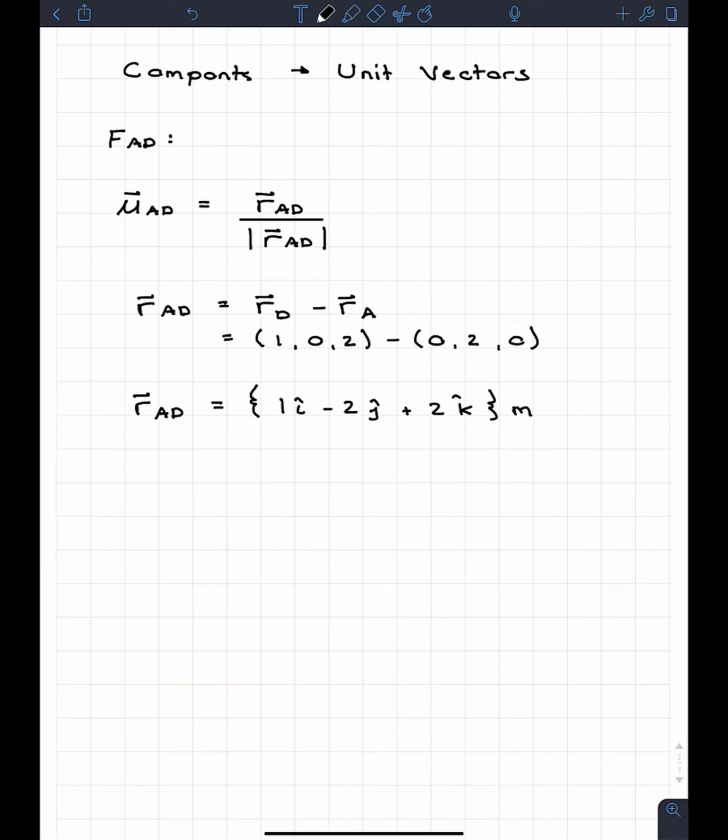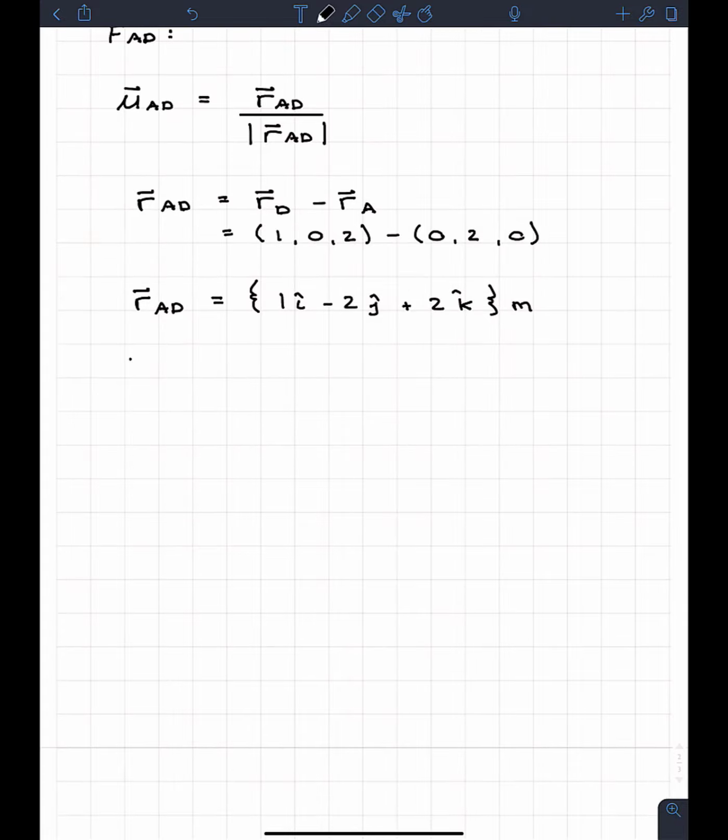Now, if we look up at the unit vector, we also require the magnitude of RAD. But that's very, very simple to solve if we have the actual vector. So RAD, we know it's going to be the square root of everything inside squared and added together. So we're going to go 1 squared plus 2 squared plus 2 squared. And what we find is this is equal to 3 meters. So I'm just going to end that right there.